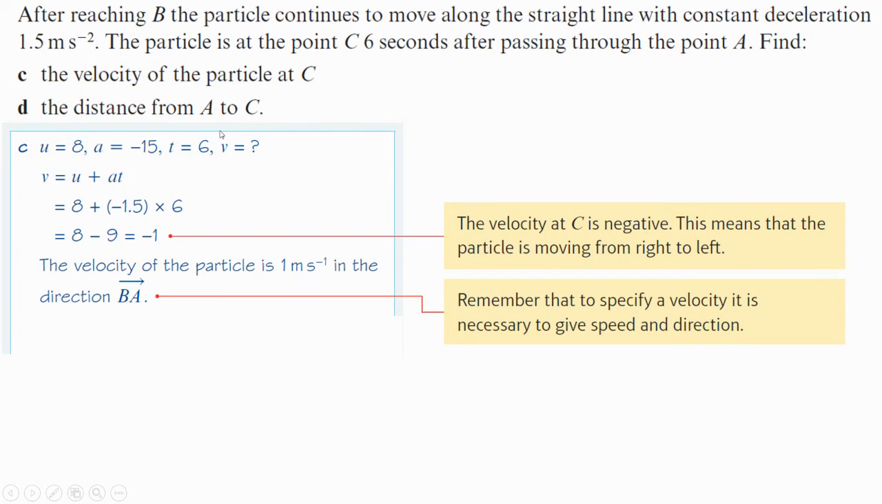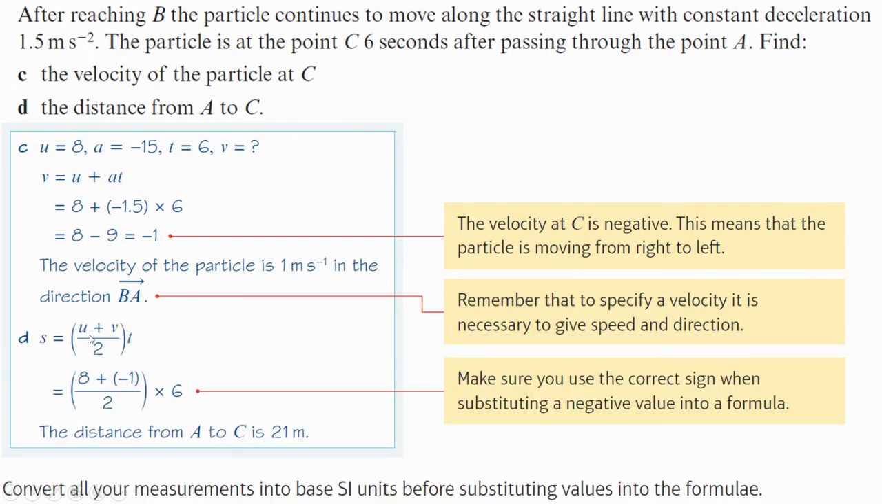Then it's asking us for the distance from A to C. So if we use the other formula, we've got different numbers to put in. So u, 8, v minus 1, we just worked it out, divided by 2 times by 6, you get 21 meters. Okay, if you put in 1 there, because it's going 1 meter per second, you'll get a very different answer, and it would be wrong. Okay, so you've got to be careful.